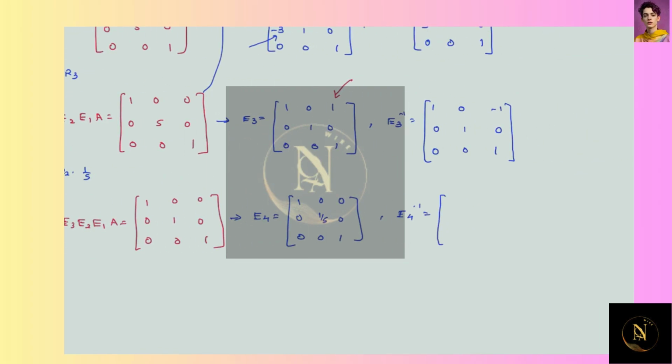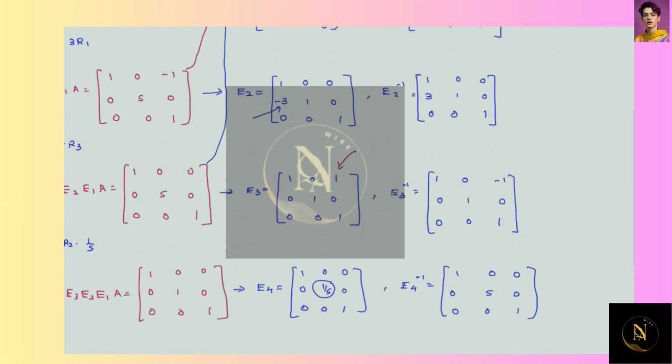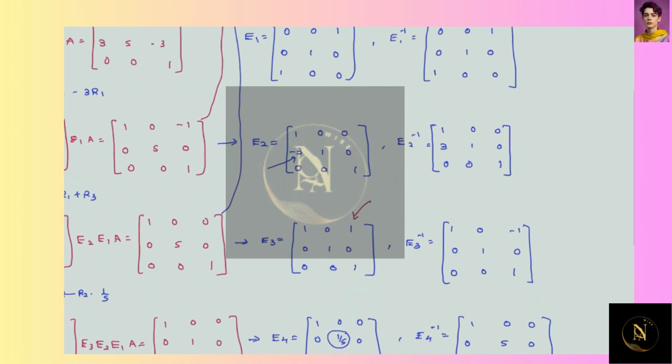Now we need to find its inverse. So here for the second column, the pivot entry is 1 by 5, right? So its opposite will be 5, right? That is the reverse row operation. So we can write here 0 5 0, right? So these are all our elementary matrices and their inverse matrices, right?